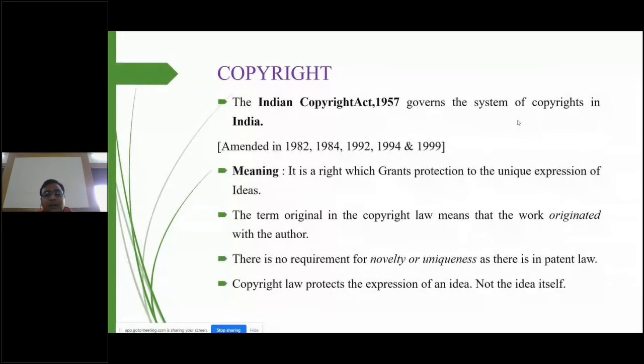The term original in copyright law means that the work originated with the author. It is not original, it is originated with the author. There is no requirement for novelty or uniqueness. Don't go for uniqueness or novelty, but it should be original and originated by you only, because for novelty and uniqueness, there is patent law. Copyright law protects the expression of an idea, but not the idea itself. An idea cannot be copyrighted. Only the expression of an idea is copyrightable.